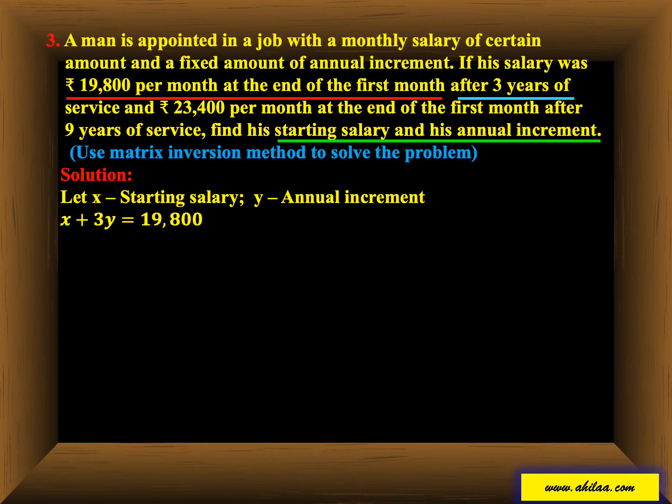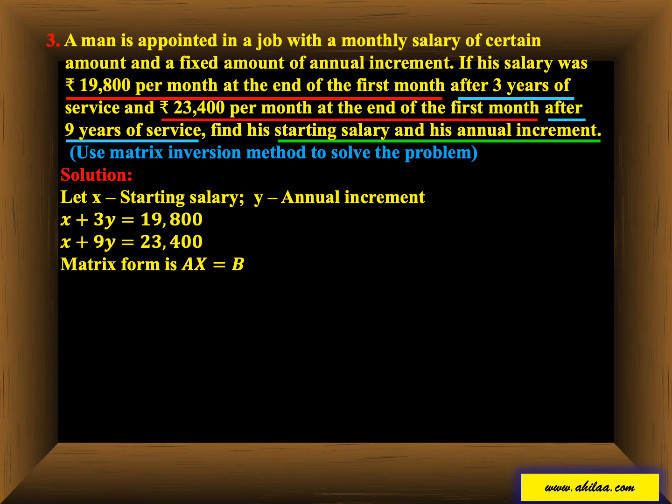See, the starting salary, that is x, and the increment we consider as y. So after 3 years means it becomes 3y. So combinedly we get x plus 3y equal to 19,800. Similarly, the statement rupees 23,400 per month at the end of the first month after 9 years of service. So for this we make the equation x plus 9y equal to 23,400.